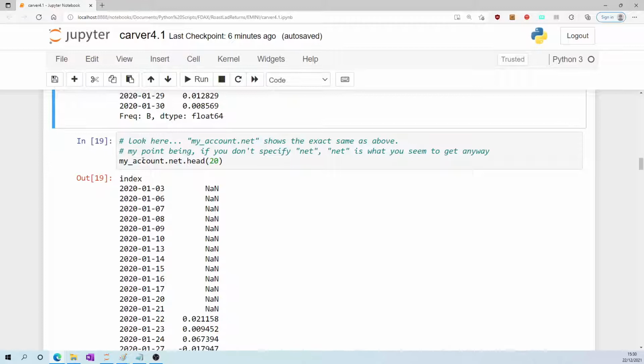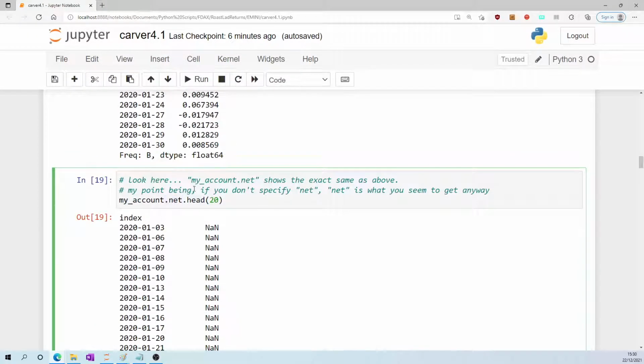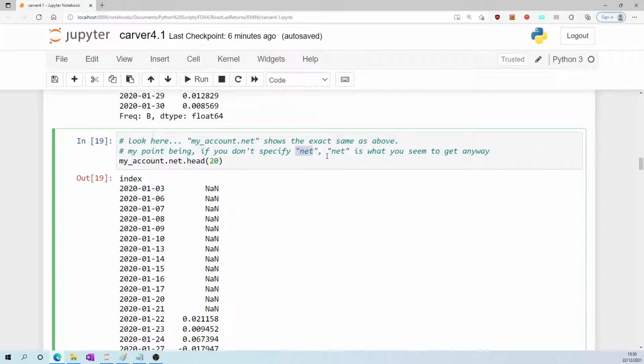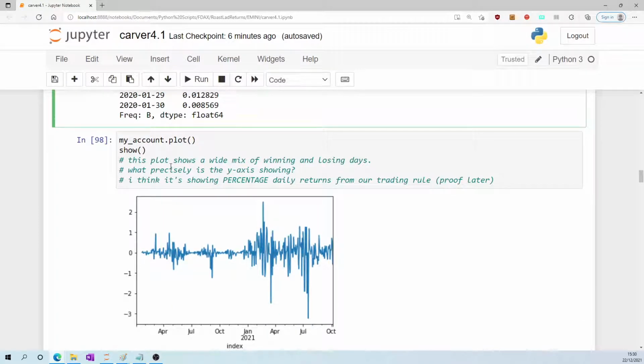Look here, myAccount.net shows the exact same as if you had run just myAccount. So my point being, if you don't specify net, it seems to be what you get anyway. myAccount.plot shows a wide mix of winning and losing days. What precisely is the y-axis showing? I think it's showing percentage daily returns from our trading rule. I'll try and provide proof of that later.